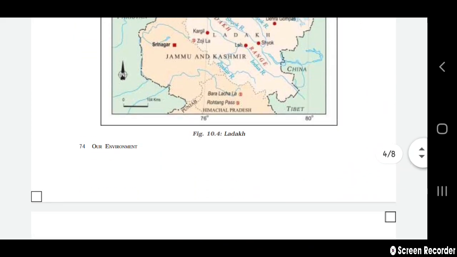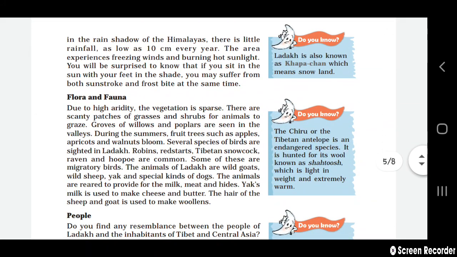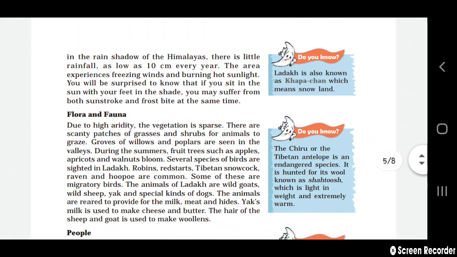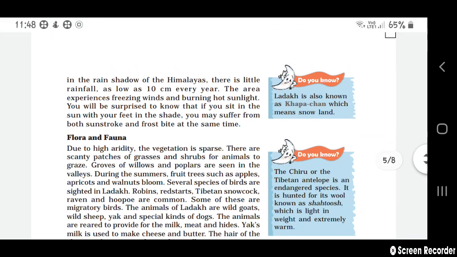As Ladakh lies in the rain shadow of the Himalayas, there is little rainfall, about 10 centimeters every year, and the area experiences freezing winds and burning hot sunlight, because it is at a height of 3000 to 8000 meters or more above sea level. So you can see it is very hot and cold there.